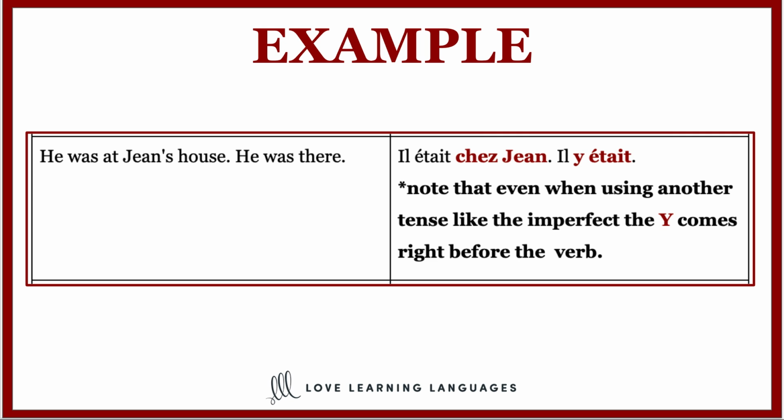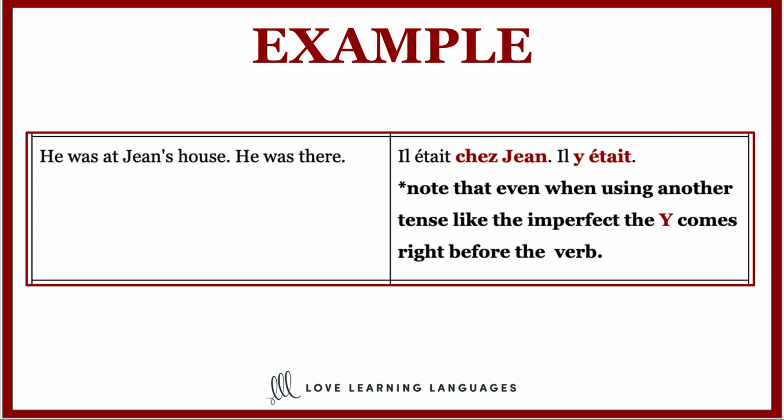Okay, here's another example. He was at Jean's house. He was there. Okay? Now look at this preposition. Il était chez Jean. Chez is a preposition that we don't have in English, but it means that he was at Jean's place. He was at Jean's house. Even though chez doesn't mean house, it's not a noun, it's a preposition. So, il y était. Now here, there is a person, Jean. And I told you that you're not going to use y to replace people.